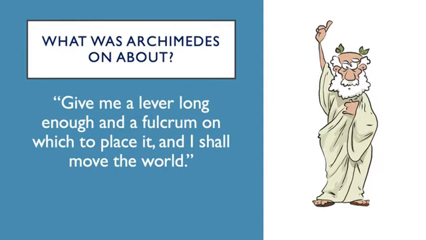What do you mean, who's Archimedes? Archimedes is probably the most famous Greek mathematician and inventor in ancient Greece. He was around about 2,250 years ago, and one of the things he said was, "Give me a lever long enough and a fulcrum on which to place it, and I shall move the world." So today we're going to be finding out what Archimedes was on about.